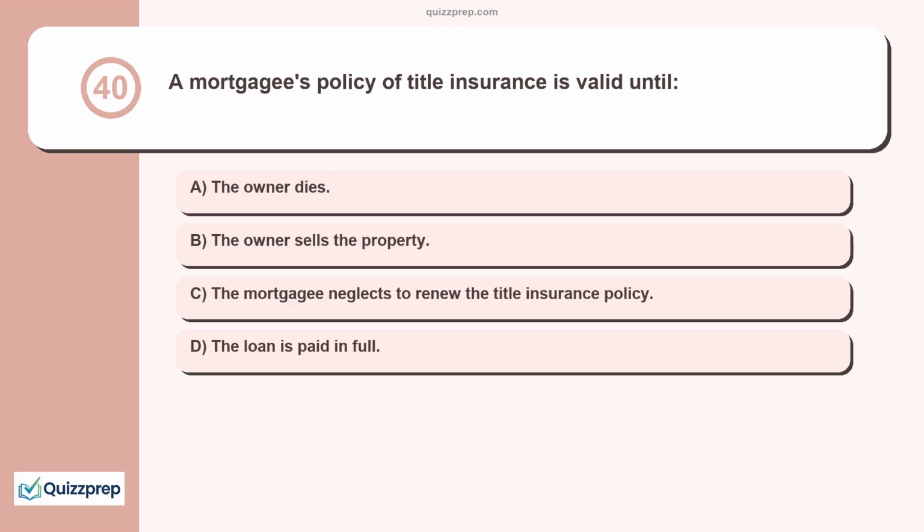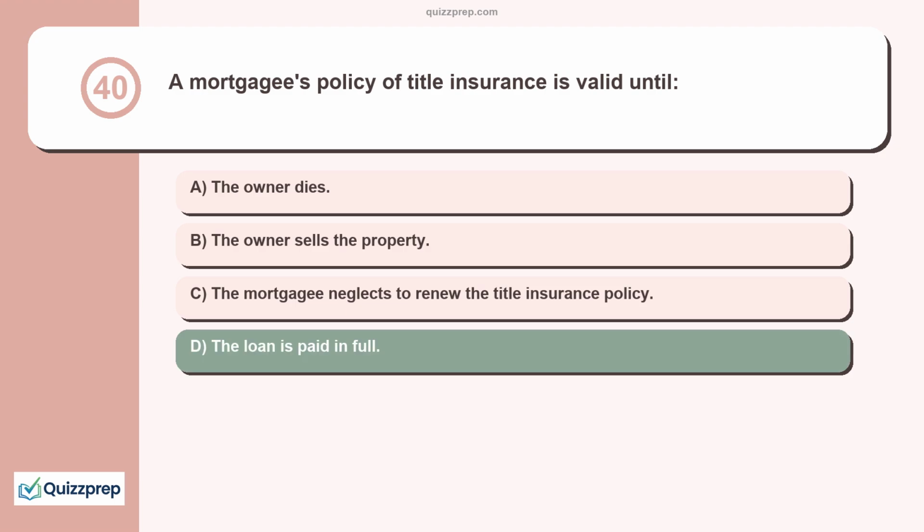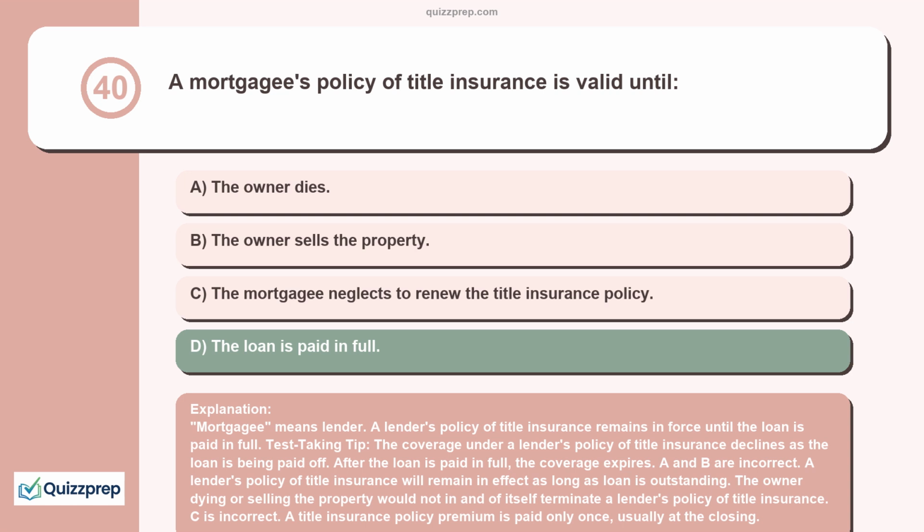Question 40. A mortgagee's policy of title insurance is valid until the owner dies. The owner sells the property. The mortgagee neglects to renew the title insurance policy. The loan is paid in full. Mortgagee means lender. A lender's policy of title insurance remains in force until the loan is paid in full.